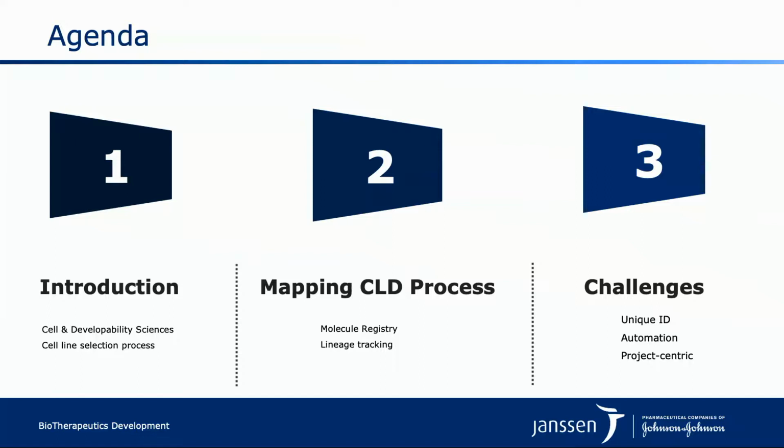To start my talk with a brief introduction of the cell and developability sciences group and our cell line selection process. Next, I will describe how we use LabKey Biologics to map the CLD process, which includes how we register the molecules, how we track the lineage, how we associate the assay data with the sample, as well as organize the samples and assays with experiment.